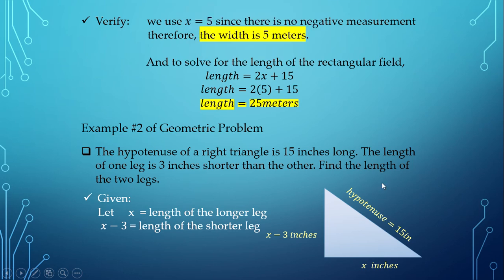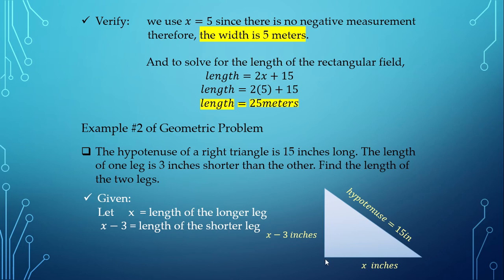Okay, to make the correction, since our statement of the problem mentioned 15 inches long, the hypotenuse should be 15. The length of one leg is 3 inches shorter than the other. So, where can we see the length of one leg? This leg is vertical, and the leg on the horizontal is the other leg. The vertical one is shorter, 3 inches shorter.